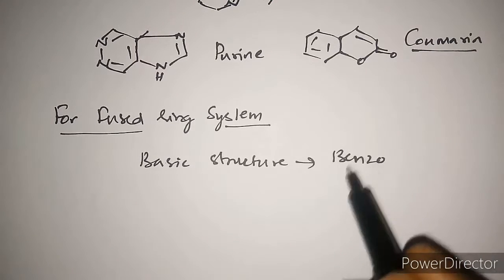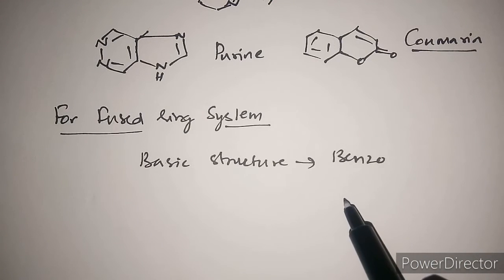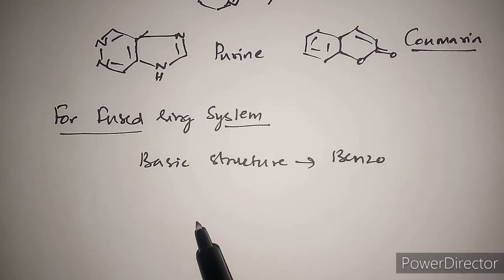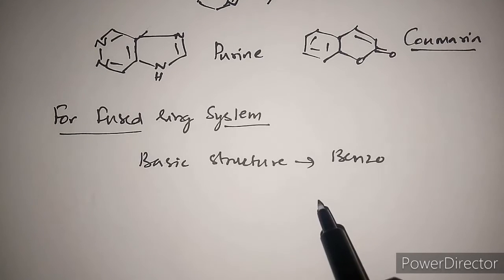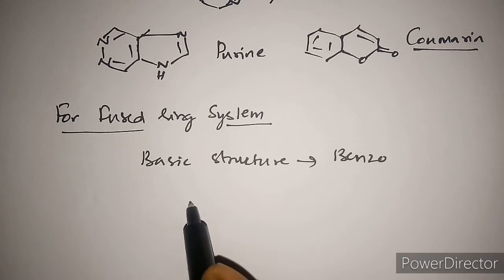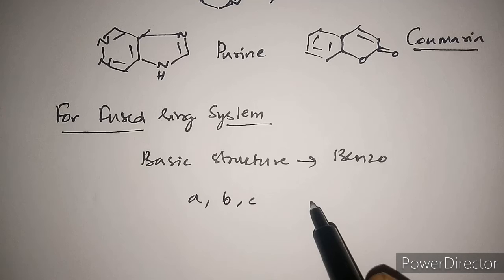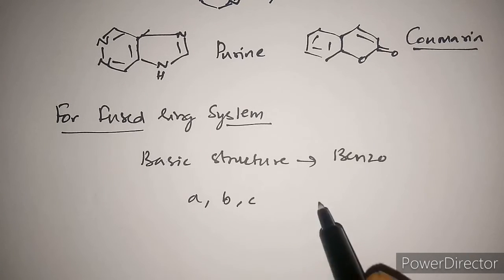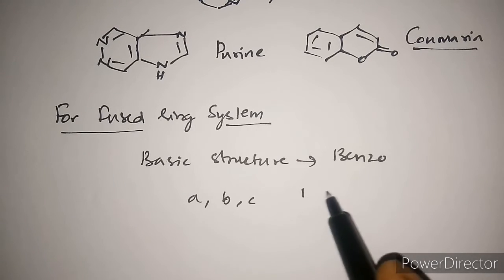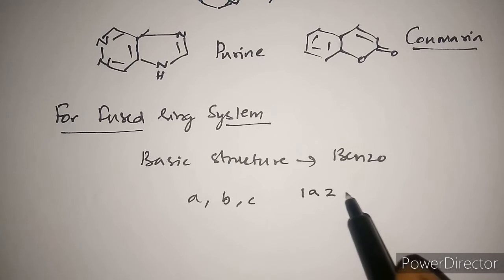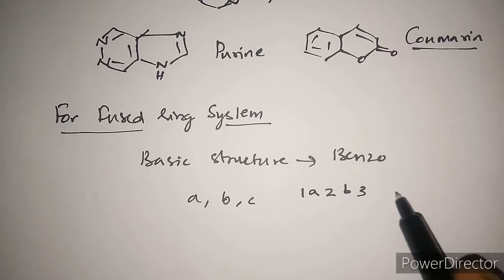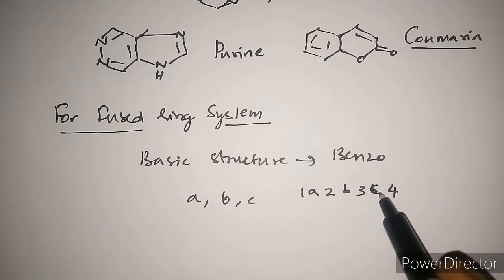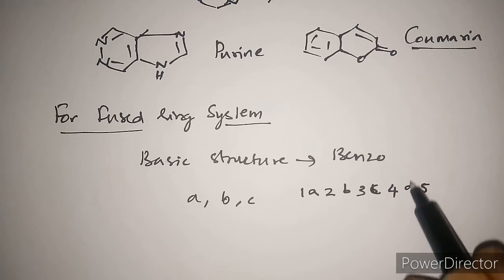So then, for the fusing sections, we need to indicate by a letter the side of the heterocyclic system which is attached to another ring system. We label the sides with letters A, B, C, starting from atom number 1. If the attachment is between 1 and 2, we call it A. If it is 2 and 3, we call it B. If it is 3 and 4, we call it C. If it is 4 and 5, we call it D.